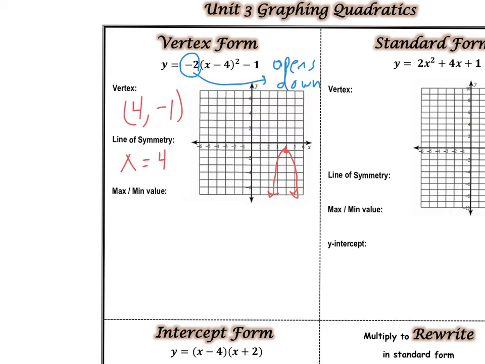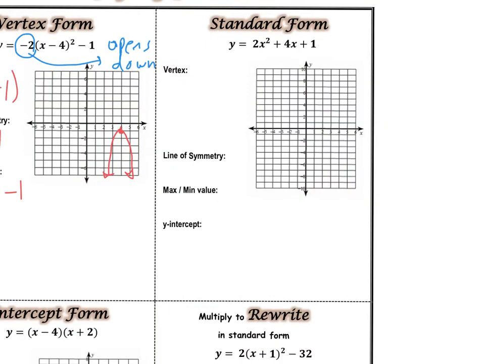So then last up, we know the max or the min value is always the y value of the vertex. But to decide whether it's a max or min value, just look at the vertex here. Is it the highest point on the graph or the lowest point? So you can clearly see that that's the highest point, so that's going to be the max value, and that's going to be at -1. And so really, anytime it opens down, the vertex is a max value. Anytime it opens up, it's going to be a min value.